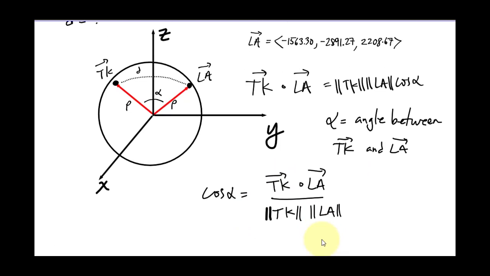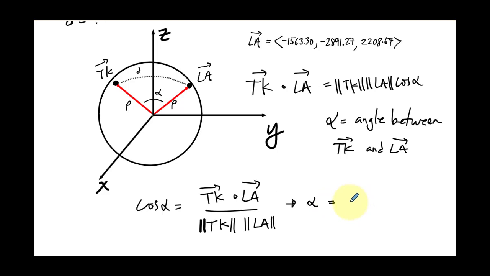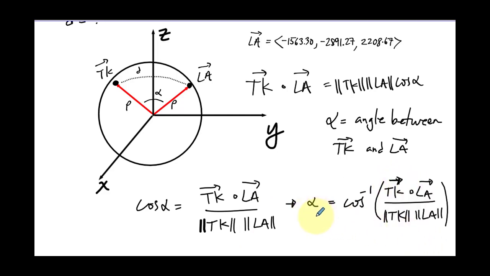And from there, I'll be able to solve for alpha. Alpha would be the cosine inverse of that dot product divided by those magnitudes. Alright, so to find alpha, that's what this is all about. It's the dot product of those vectors divided by those magnitudes. Of course, those magnitudes are easy. They are the radius of the Earth. Both of them are the same.